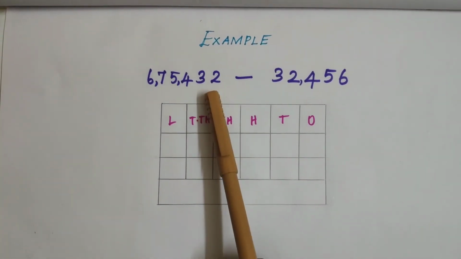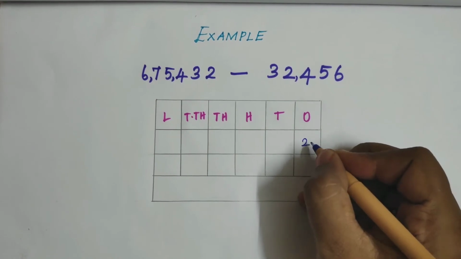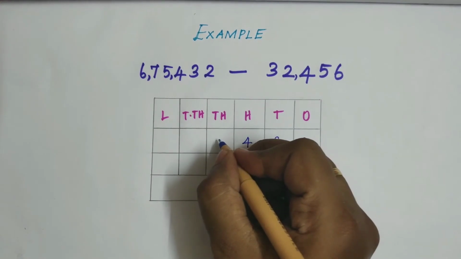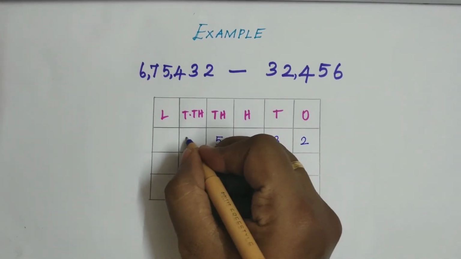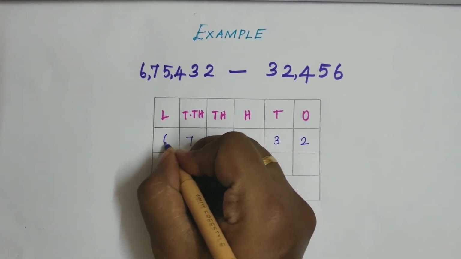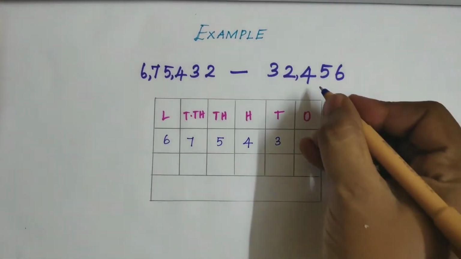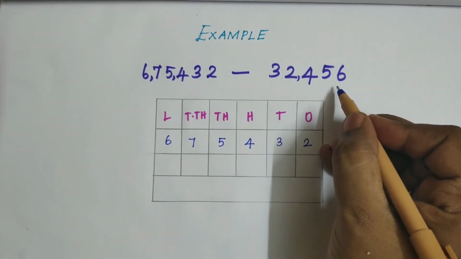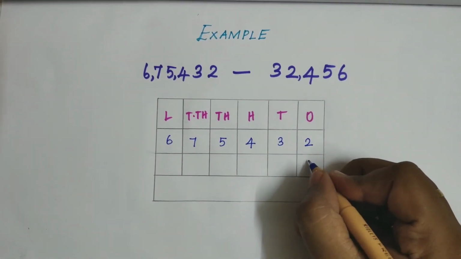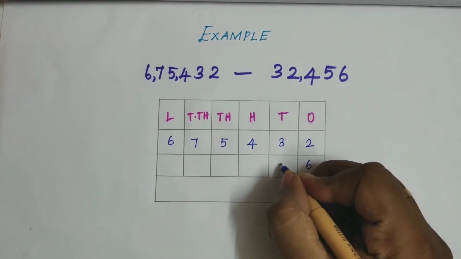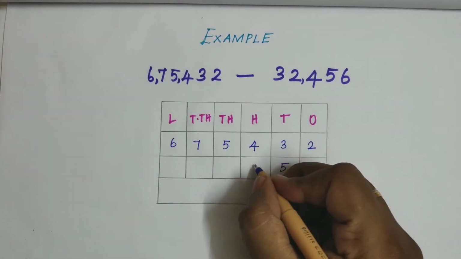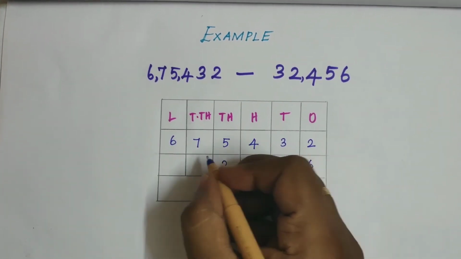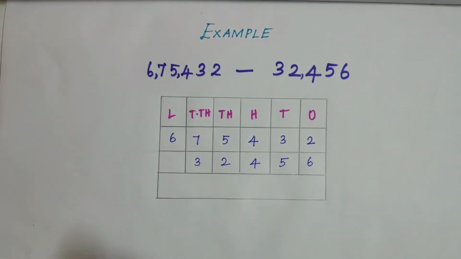So let's place the first number: 2 in ones place, 3 in tens place, 4 in hundreds, 5 in thousands place, 7 in 10,000s place, 6 in lakhs place. The second number is 32,456. Let's place this number in the place value table. 6 in ones place, 5 in tens place, 4 in hundreds place, 2 in thousands place, 3 in 10,000s place.